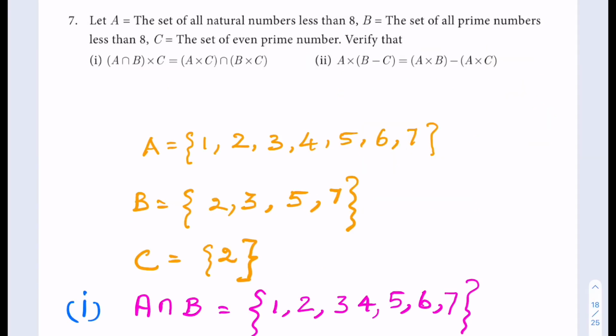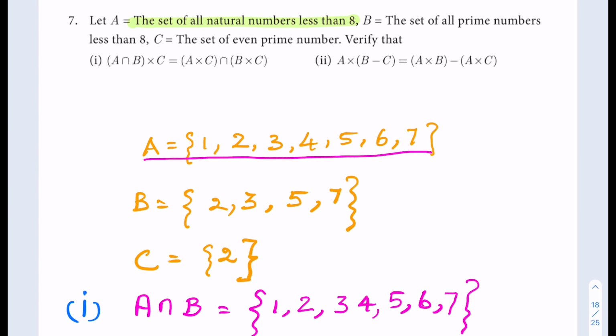Let us solve sum number 7 of exercise 1.1. It is given A is a set of all natural numbers less than 8. Natural numbers less than 8 are 1, 2, 3, 4, 5, 6 and 7. So A takes the value as a set with numbers 1, 2, 3, 4, 5, 6, 7.